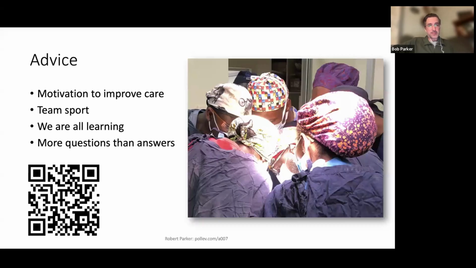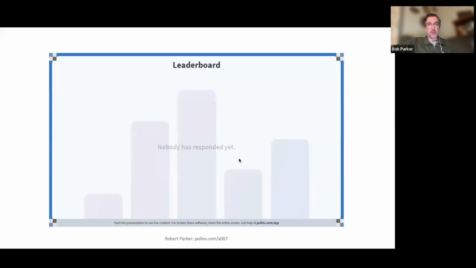So again, if you missed the poll, you still have a chance, the QR code is there. So, all right, we have the leaderboard. Excellent. So you can already tell that it is time-based. So the quicker you put your answer in, the more points you get, just to make it a little bit more challenging. It's part of the fun.